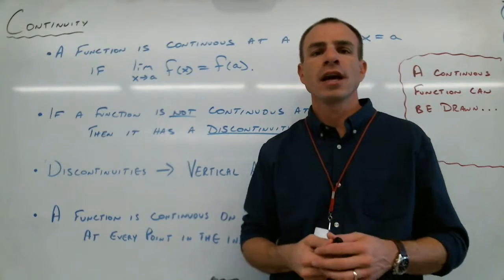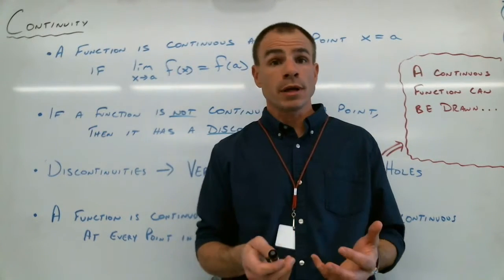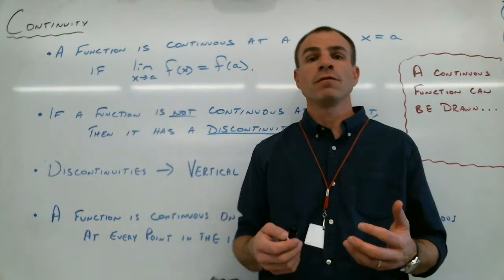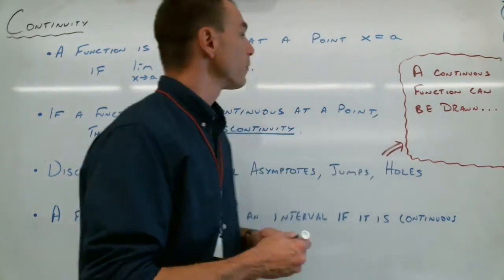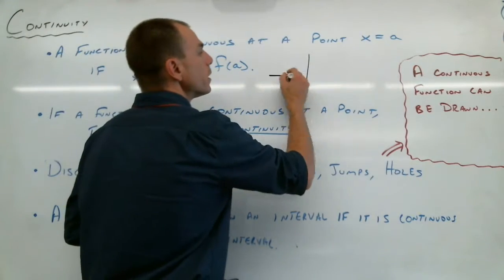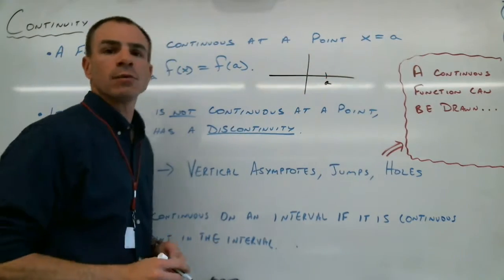Basically, here's the idea. We know that a limit is talking about what's happening to a function as x gets very close to a particular value. So let's make a quick little graph right here. And here's my point a. That's x equals a right there.